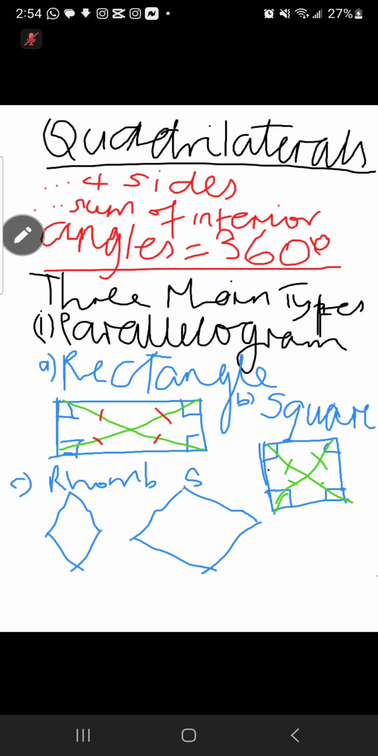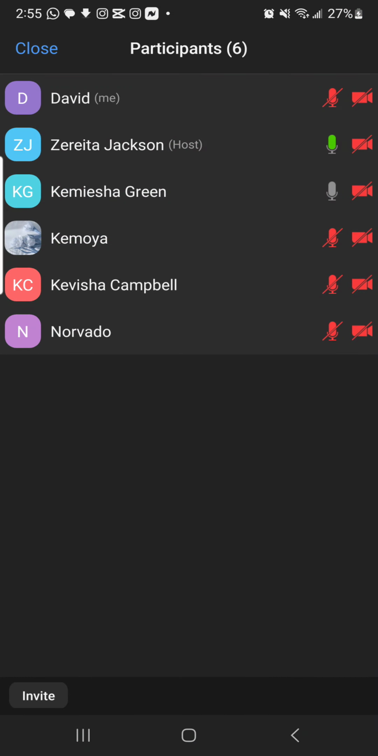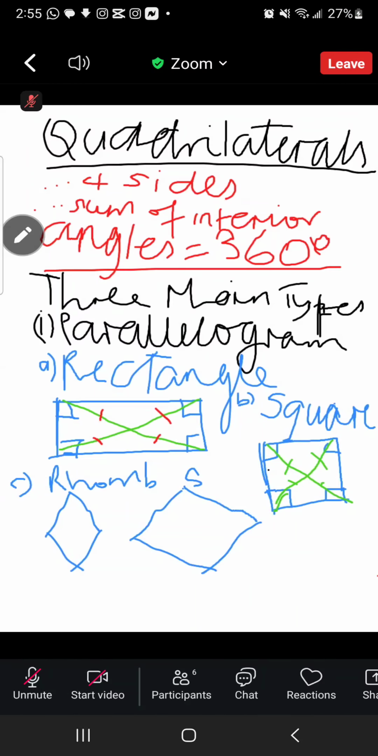I'm going to use a different color to put in the diagonals again. Let me go back to the green. So the diagonals now. All right, so first of all, for the rhombus, let us describe the rhombus. Oh, we're going to have to wrap up now. So let's just wrap up with the rhombus.